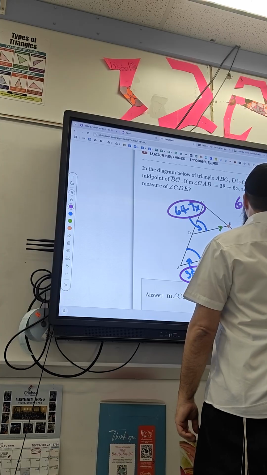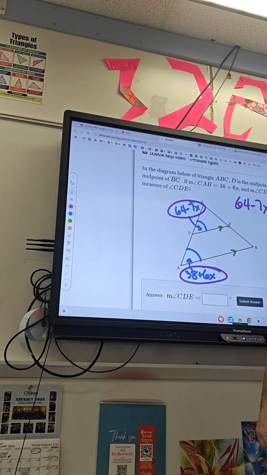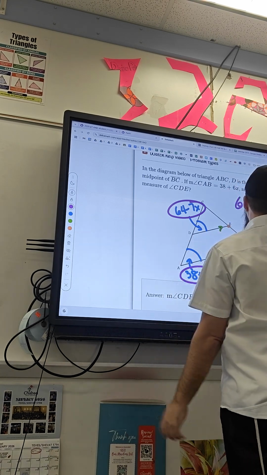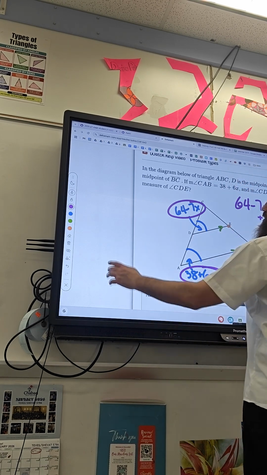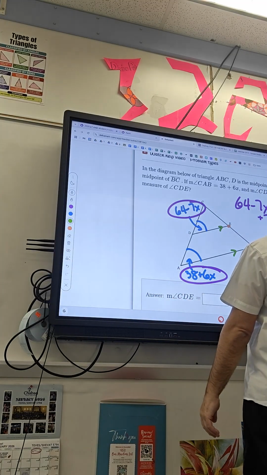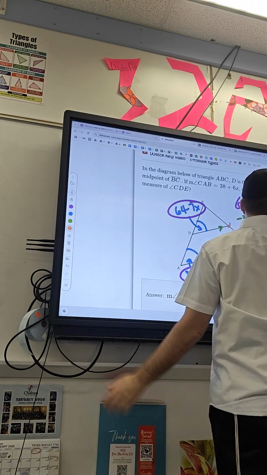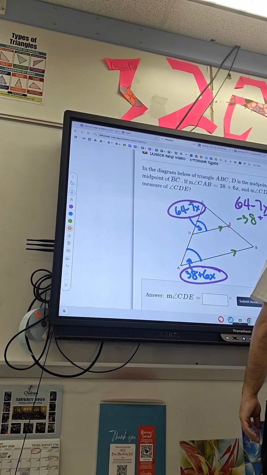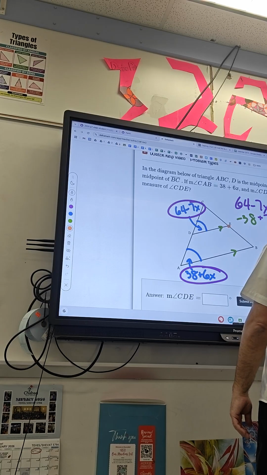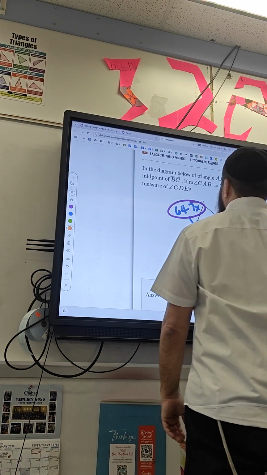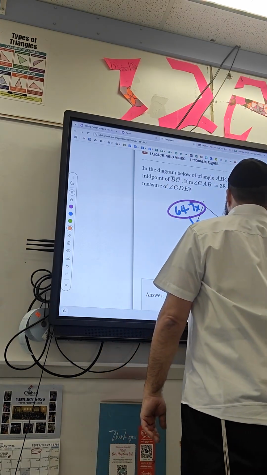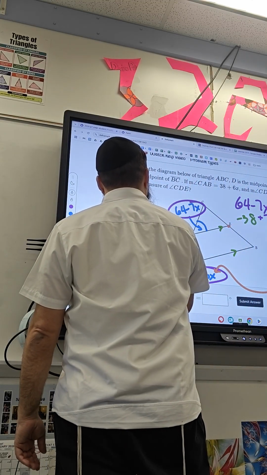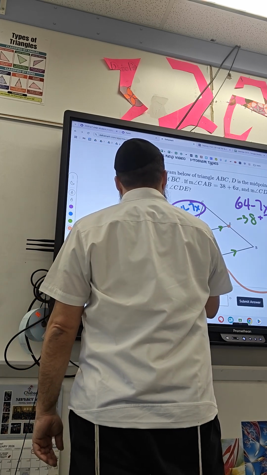So 64 minus 7x equals 38 plus 6x. I'll add 7x to both sides, and subtract 38 from both sides. And then I get 13x equals 26. So x equals 2. Is that what they want? No, they don't want just x. They want the measure of CDE. So I have to plug this back in here. 38 plus 6 times 2 equals 50.